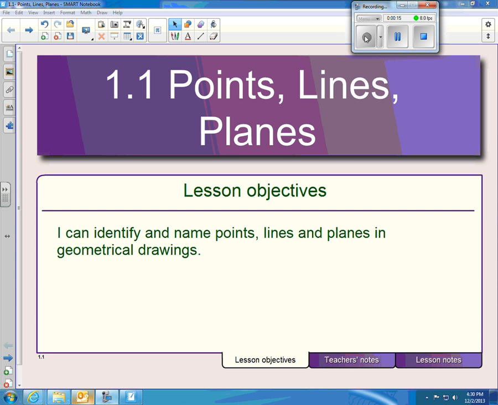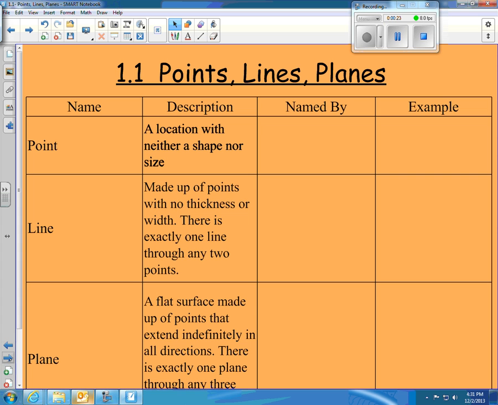Let's start off with Unit 1 and our Notes 1, which is on points, lines, and planes. Our learning target for today is: I can identify and name points, lines, and planes in geometrical drawings. But first we need to learn some definitions about points, lines, and planes.